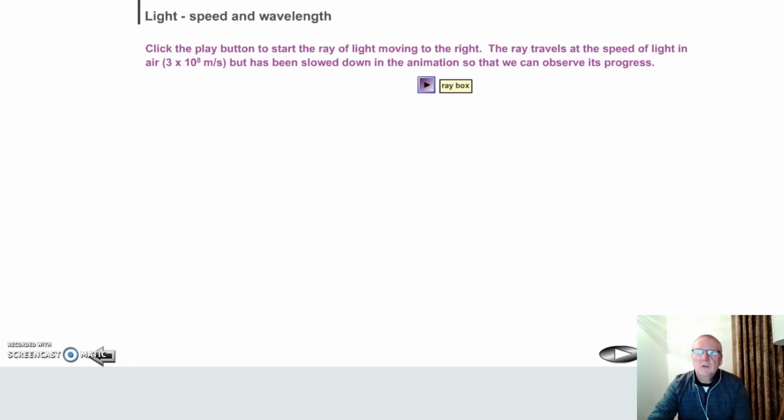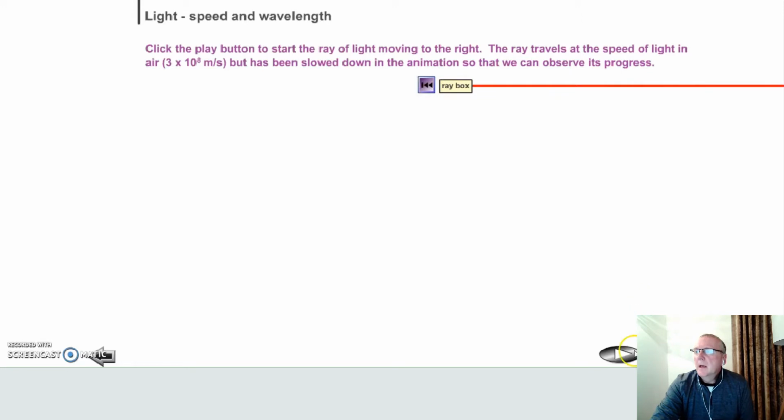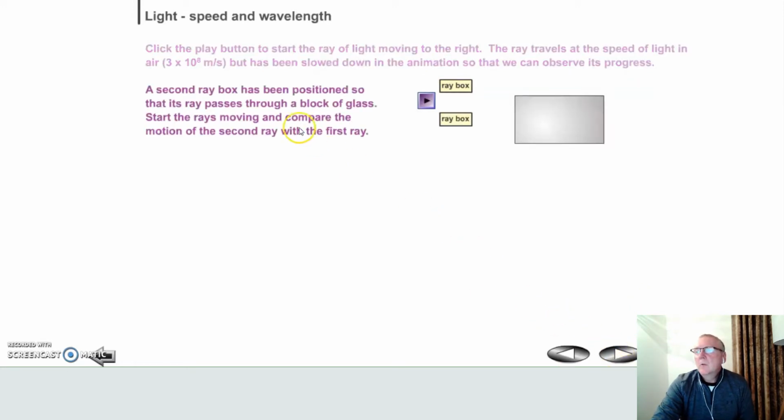It's an animation that you're going to see about the change in light speed and wavelength when light travels from one object to another. So it's about light speed and wavelength, and here we've got a ray box which is going to send out a beam of light at the speed of light. Now clearly that's been slowed down for animation purposes. And now what we're going to do is put a second ray box in position, so it's going to shine the light ray through a glass block.